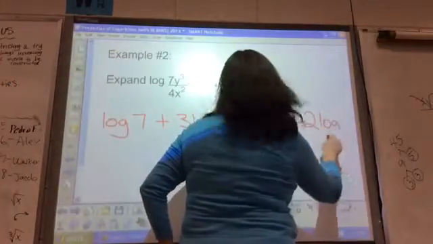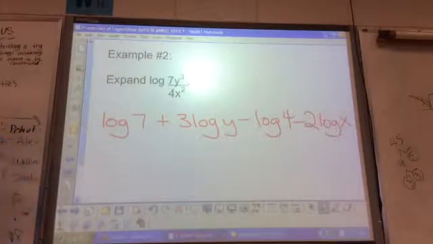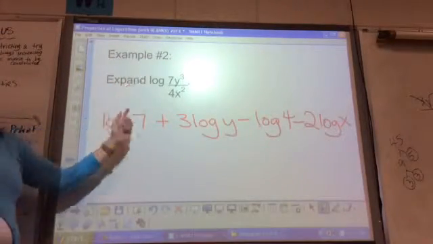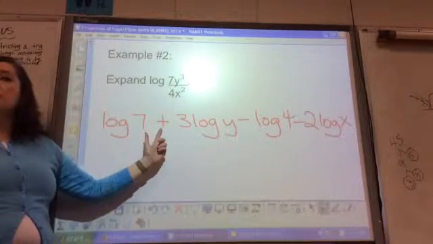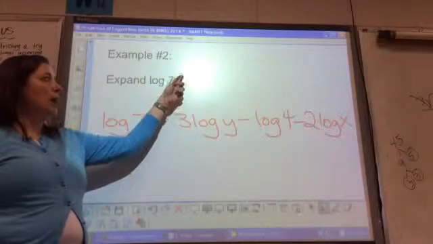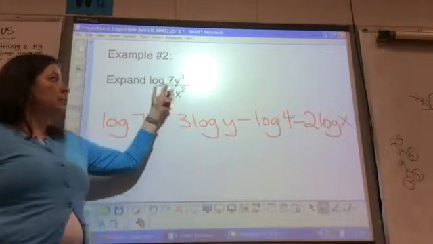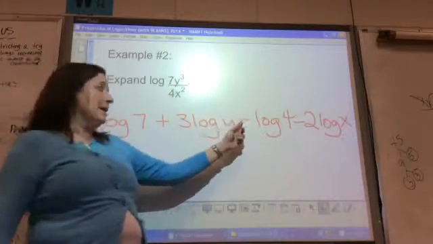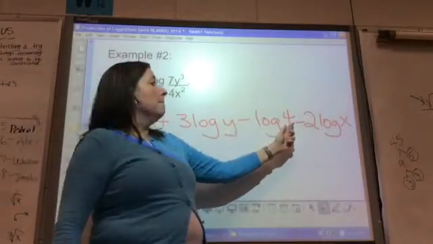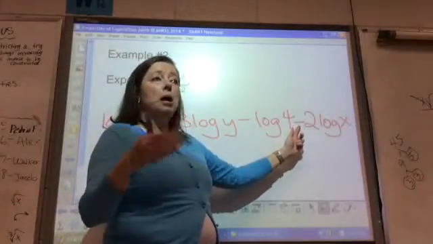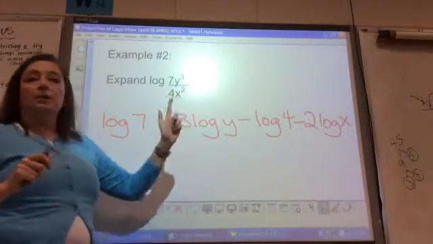2 log x. Okay. Now let me make sure this makes sense. Started at the top. 7 times became plus. Exponent on that y cubed bumped down and became 3 log y. Then we moved down, is division. So we said minus log 4. That times between here became minus because it's still on bottom. Everything on bottom's got a minus on it. And then the 2 log x.